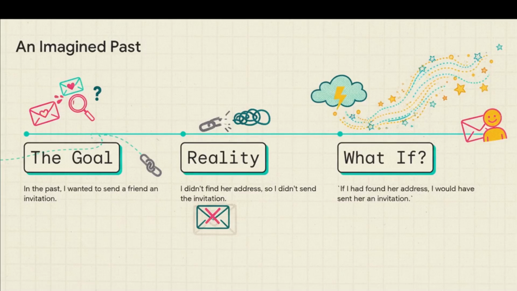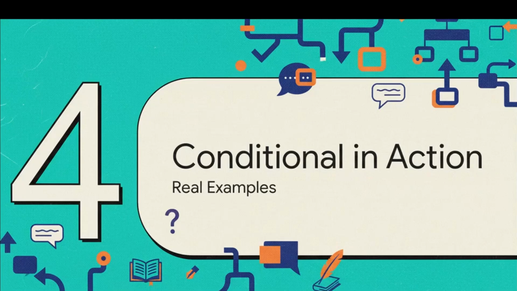But the third conditional lets us create this imagined path. If I had found her address, there's our unreal condition, I would have sent her an invitation. See, we're literally building a parallel path that never existed. Okay, theory's down. Now that we've got the basics, let's just run through some more examples to see how flexible and useful this structure really is.